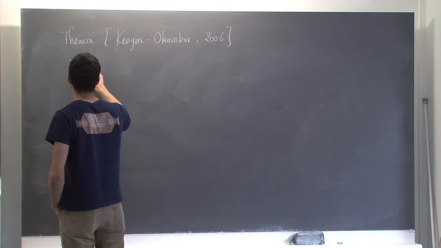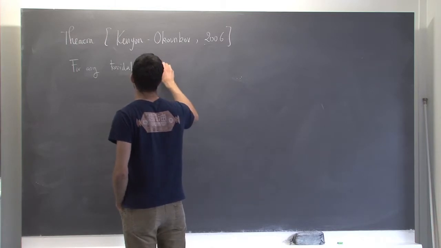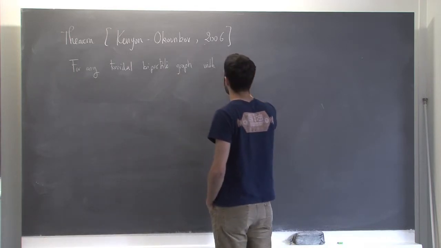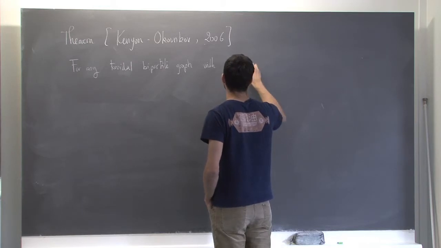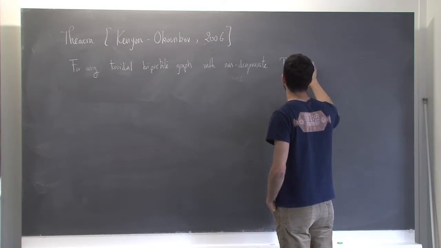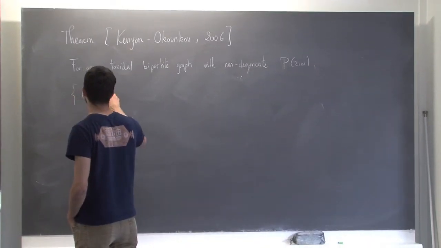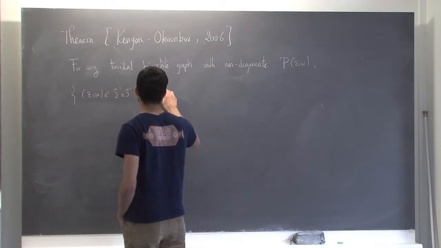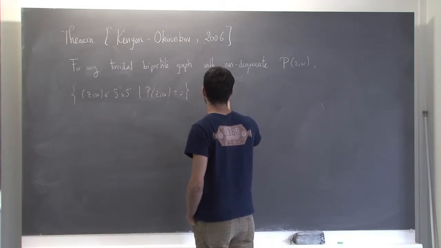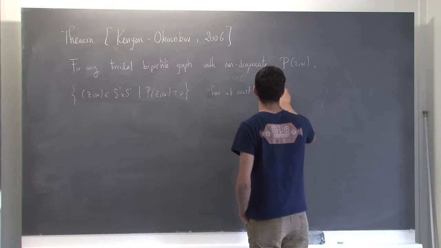For any toroidal bipartite graph with non-degenerate characteristic polynomial, the intersection, so the set of ZW in S1 times S1 such that PZW equals 0, has at most two elements. And in this case, they're conjugate.